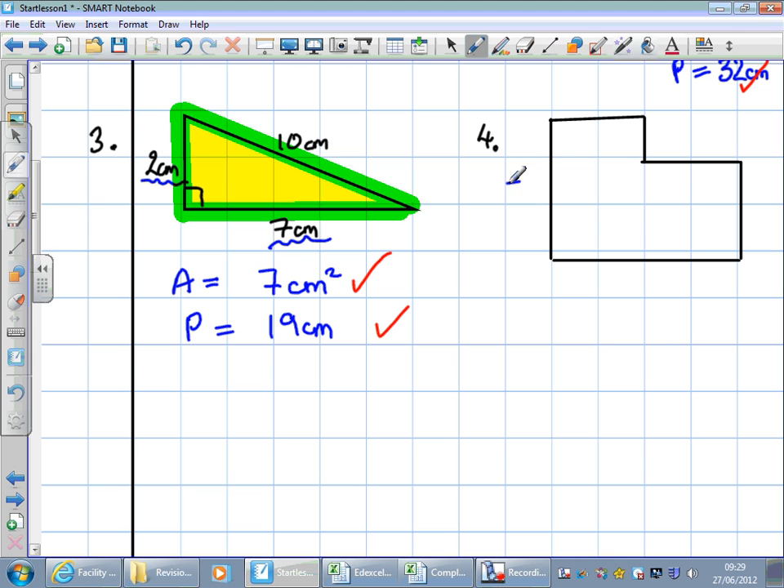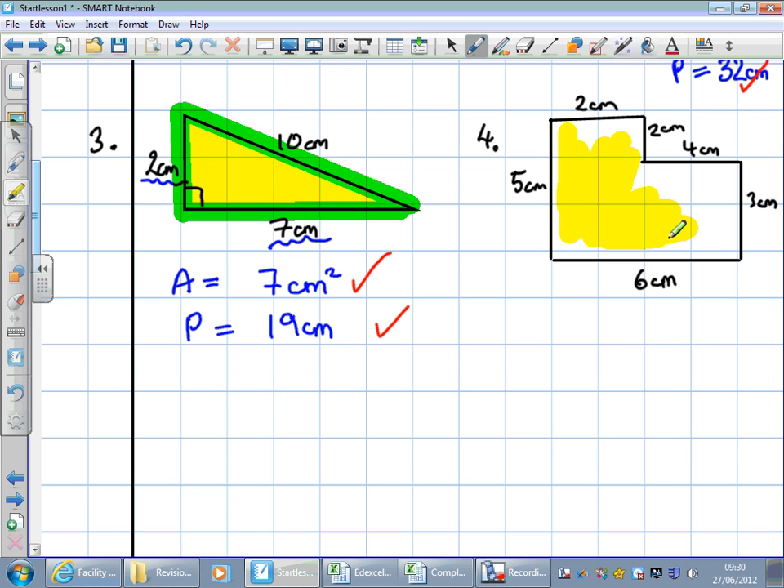I'll explain more about that later. Could you put the measurements on? Be warned, audience and other viewers. Sometimes they don't put all the measurements on. We have to work them out.